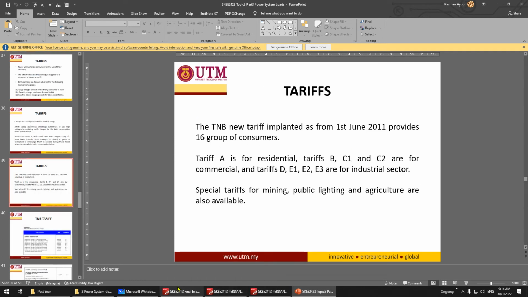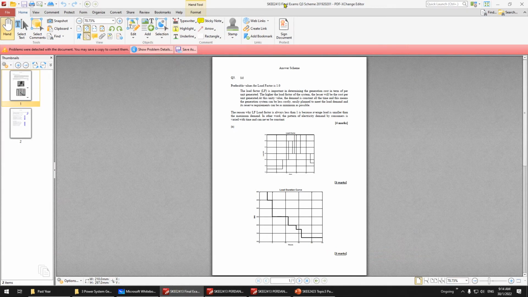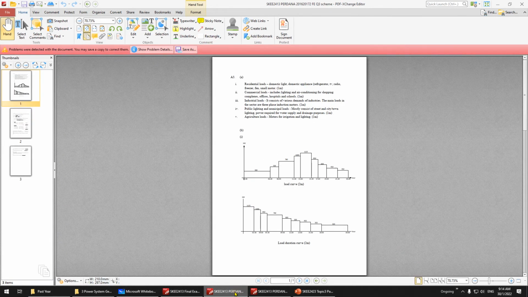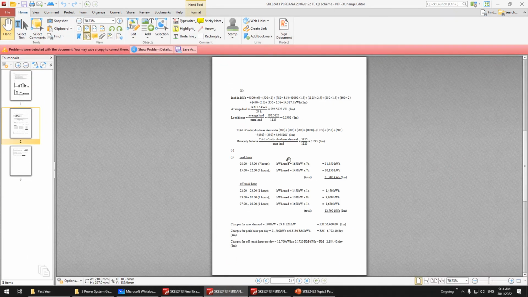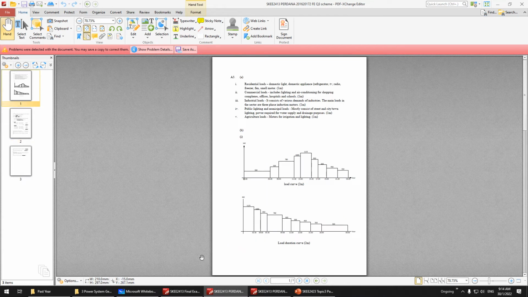For example, you can see here, look at the title. You can see some of our examples. This is the question, this is the answer, showing how to calculate everything, the charge and everything. This will be your question number 3. It would be something like this.